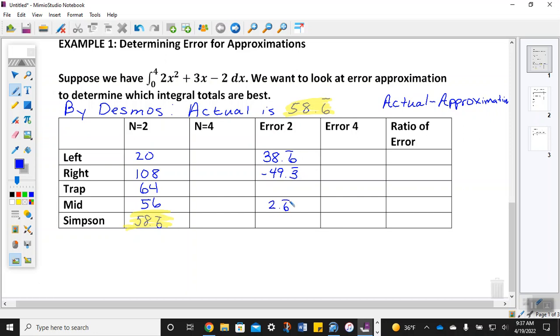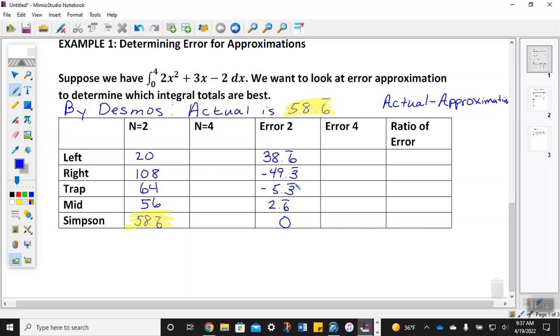What's the error on Simpson going to be already? 0. When we get 0 error, that's a good thing, isn't it? Anybody got the trapezoid for me? Is it negative 5.3 repeating? Yeah. Quick question: what's the least accurate up there? The right-hand sum. The left and right hand sums are least accurate, right?